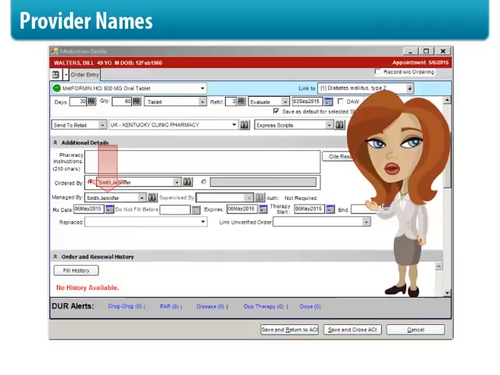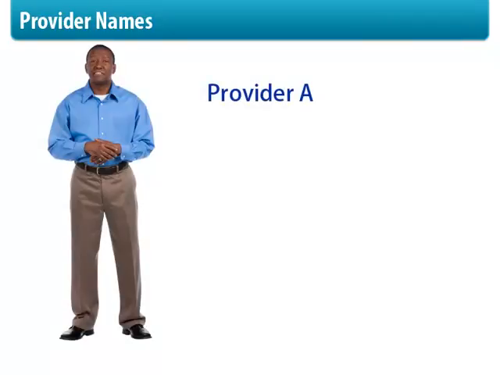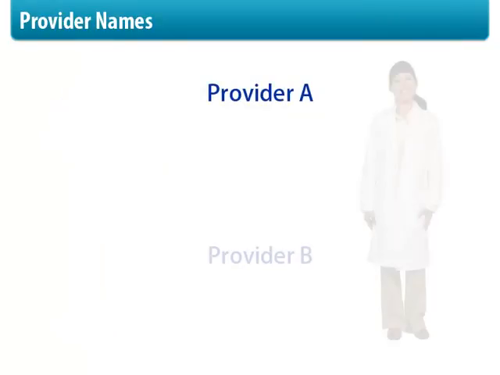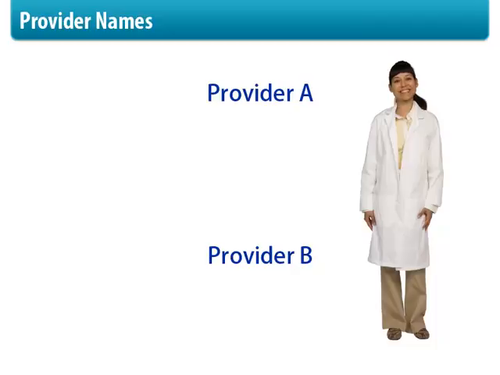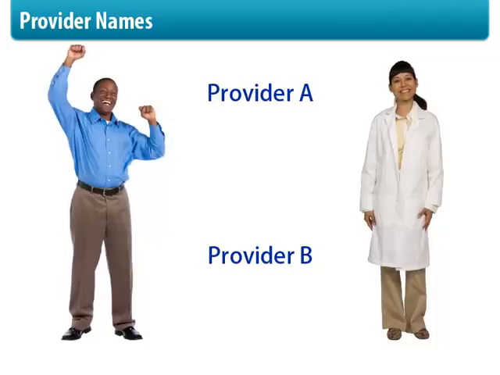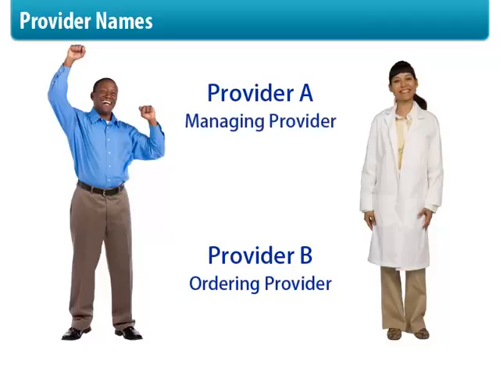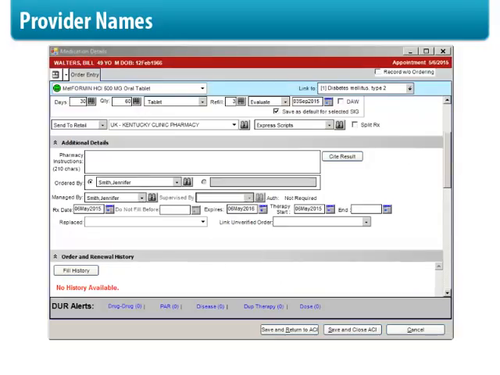The Managed By field should be completed with the name of the provider who is primarily responsible for managing the patient's care now or in the future. So if provider A is the patient's normal provider, but provider B is covering for provider A while they are on vacation and prescribing medication for the patient, then provider B is the ordering provider and provider A is the managing provider. Finally, the Supervised By field should be completed with the name of the ordering provider's supervising attending if they have one.